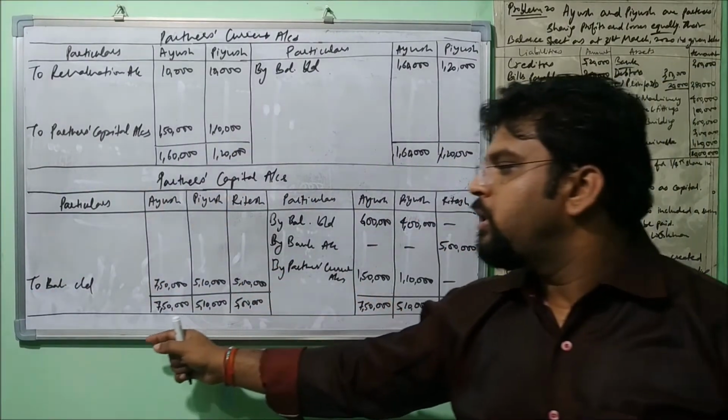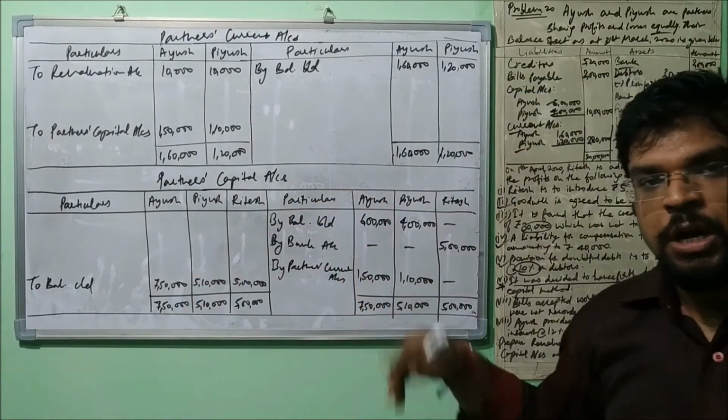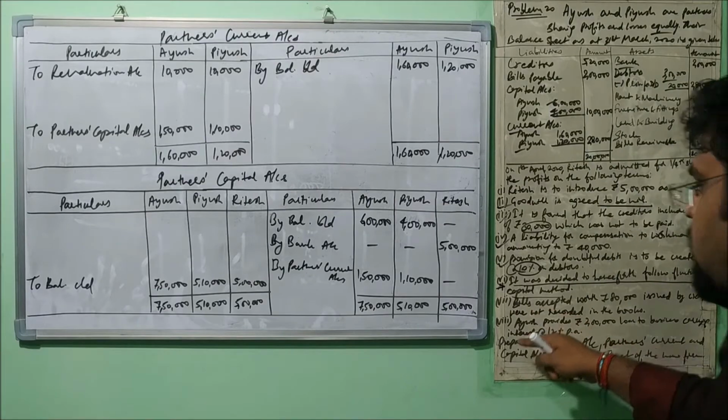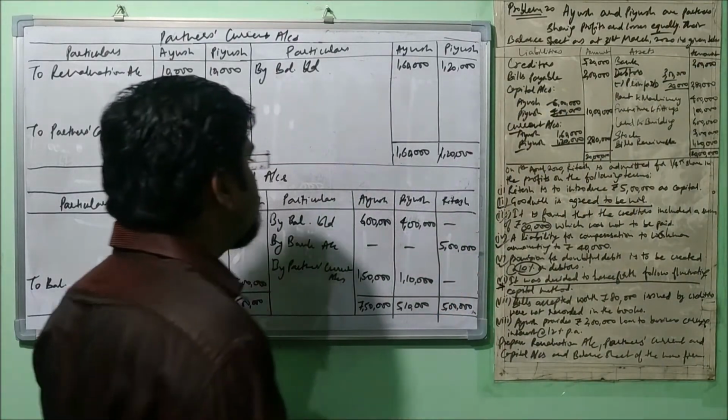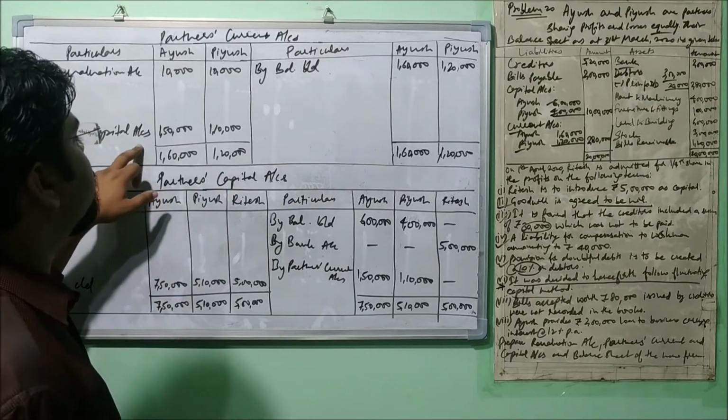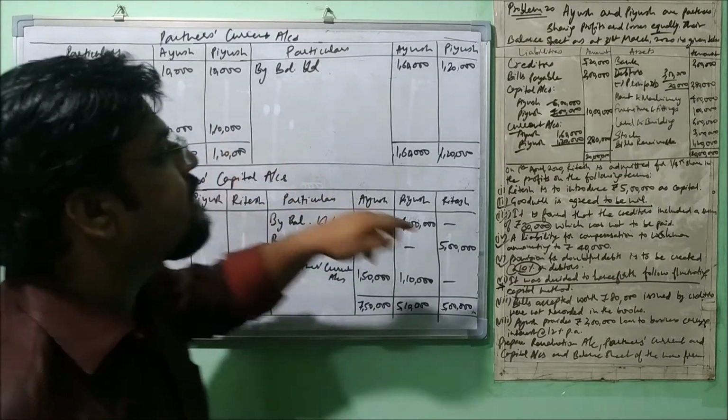These balances will be forwarded to the balance sheet. Understood the point? Why did we do that? One more time I tell you, just because of this entry. It is written here. Otherwise, on the basis of the fixed capital method, we would have forwarded this balance directly to the balance sheet as it is given here.